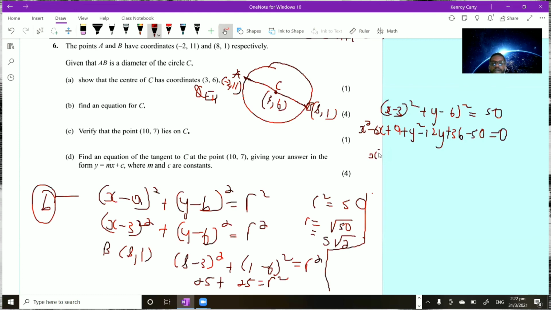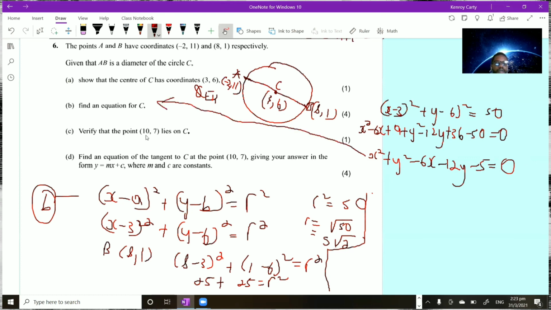And you know the form, you're going to have x squared, then y squared, minus 6x, then minus 12y, and then you have 9, so that's 9 plus 36. 9 plus 36 is 45. And 45 minus 50 is negative 5. So minus 5 equals 0. This is the equation of my circle. All right. We'll put it in the general form if they don't tell us what form to put it in. So this will be the answer to part B.